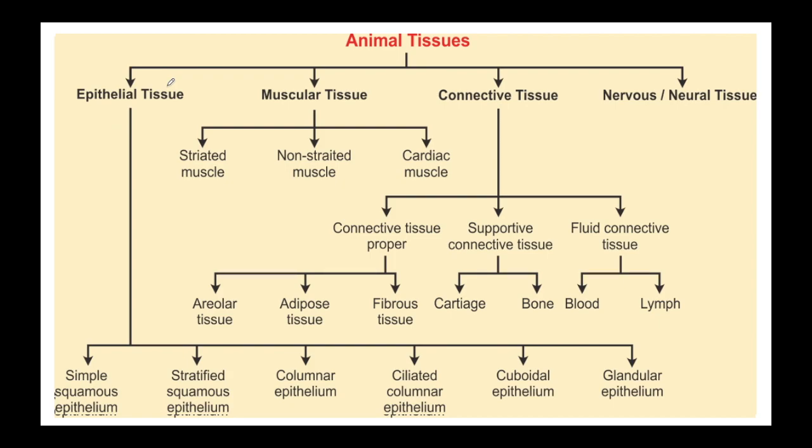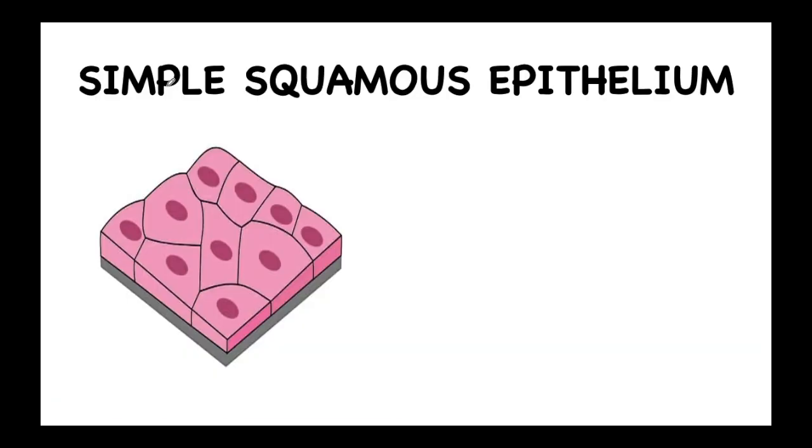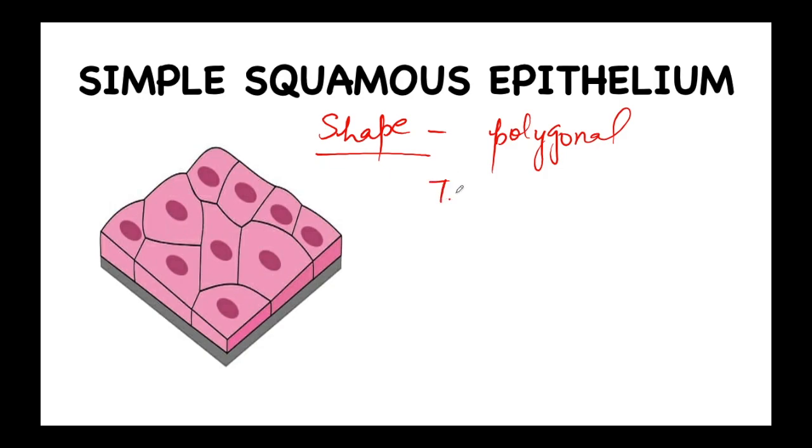So on the basis of their shapes they are divided into: number one, simple squamous epithelium. First come to the shape of the cell. The shape of the cell is polygonal. It is very clear from the diagram given that it is polygonal in shape. Also the cells are thin and flat.